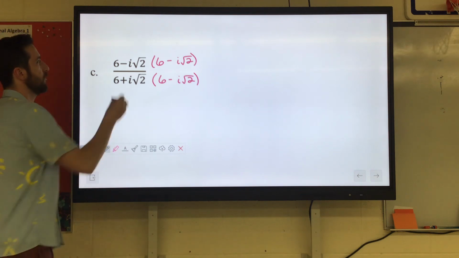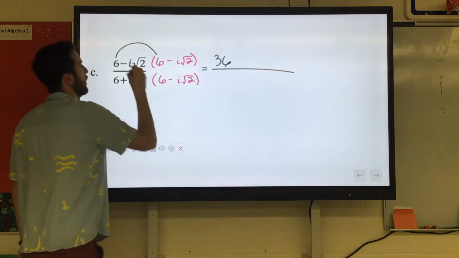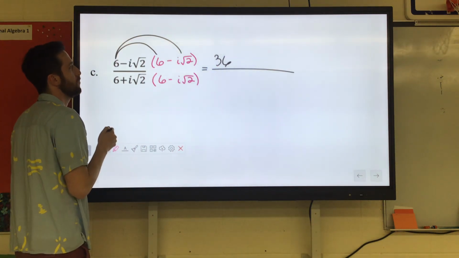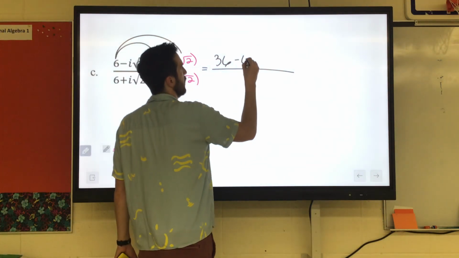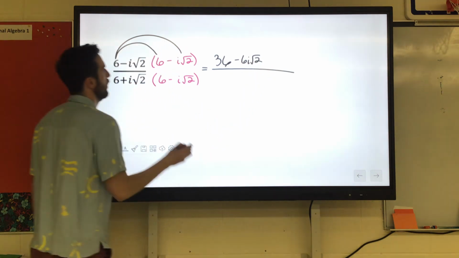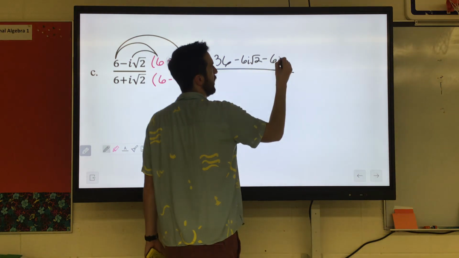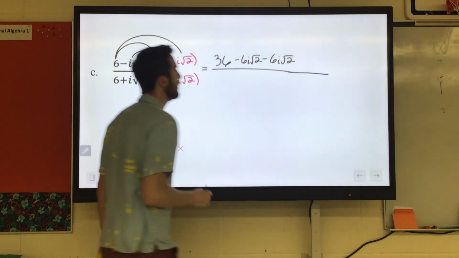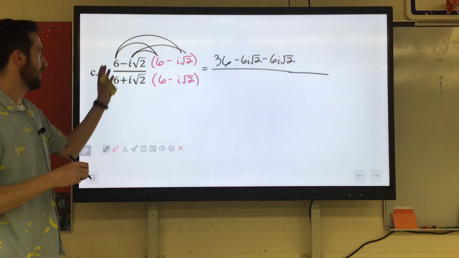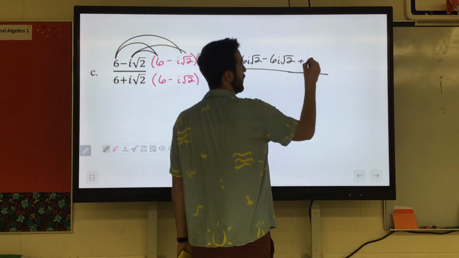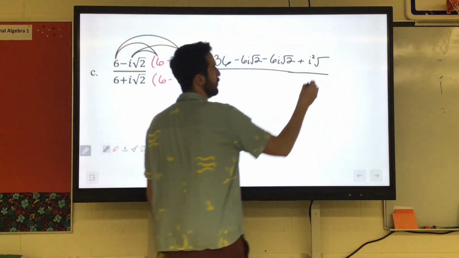So if we FOIL the numerator, we have 6 times 6. That's 36. We have positive 6 times negative i root 2. We could do the 6 times the i. So that would be negative 6i root 2. All right, here we have negative i root 2 times 6. That's going to give us another negative 6i root 2. And then we have negative i root 2 times negative i root 2. Negative times negative is positive. On the outside, we'll have i squared. Inside, 2 times 2 is 4.